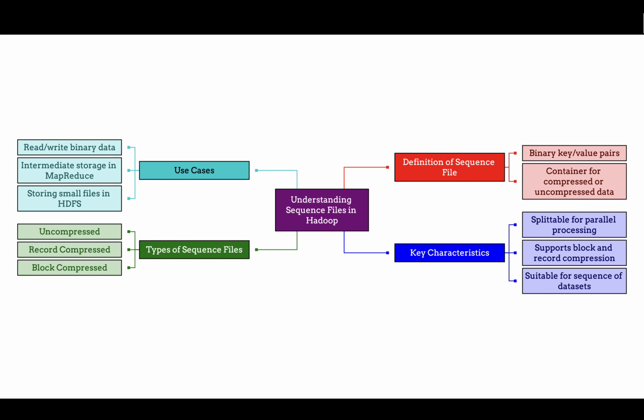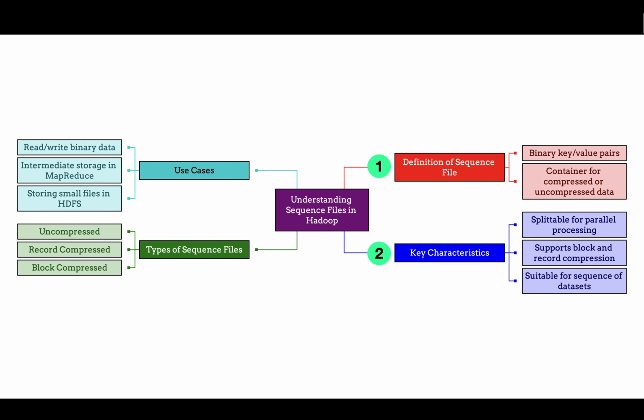Understanding sequence files in Hadoop. 1. Definition of sequence file. A sequence file is a flat file consisting of binary key/value pairs and is extensively used in Hadoop for MapReduce jobs. It serves as a container to store data in a compressed or uncompressed binary format.